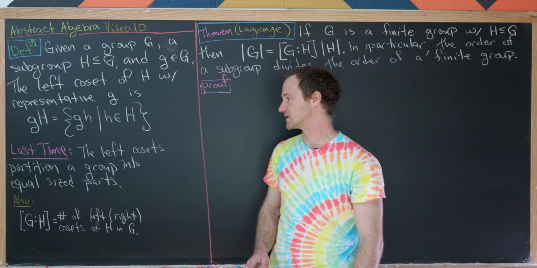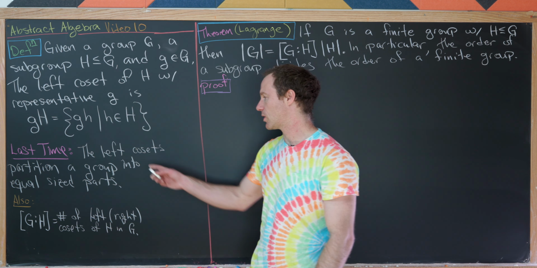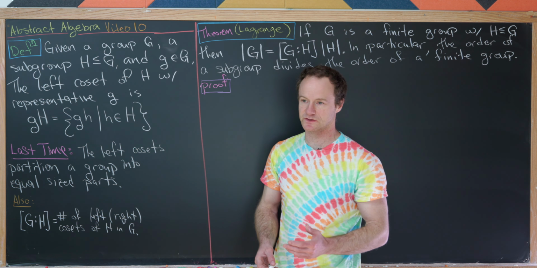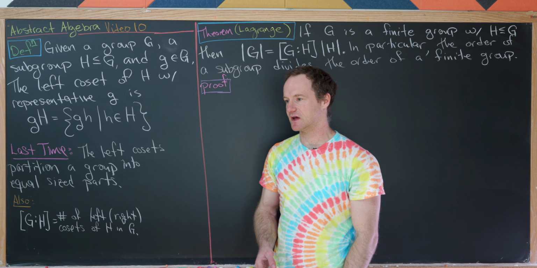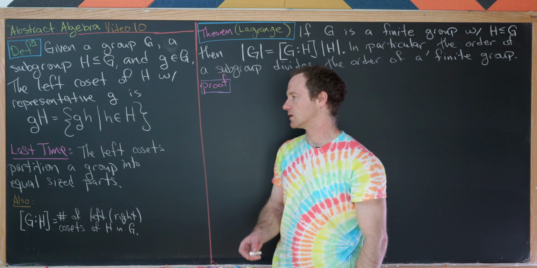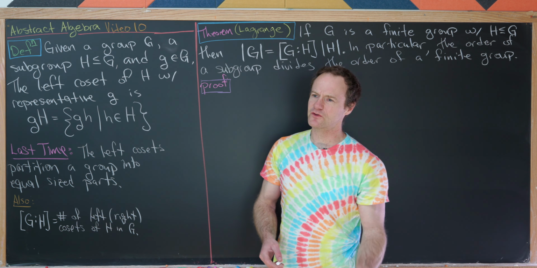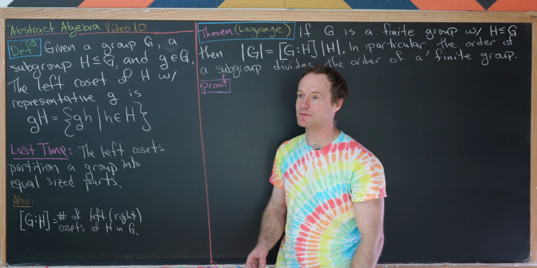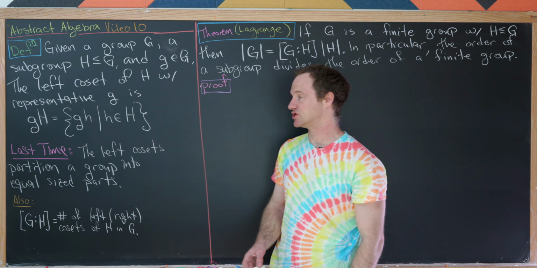And then last time, we proved that the left cosets or the right cosets partition a group into equal-sized parts. So we showed that they do not overlap unless they are the same coset, and they also union to the whole group. Furthermore, each coset has the same number of elements as H itself, given this formula right here.